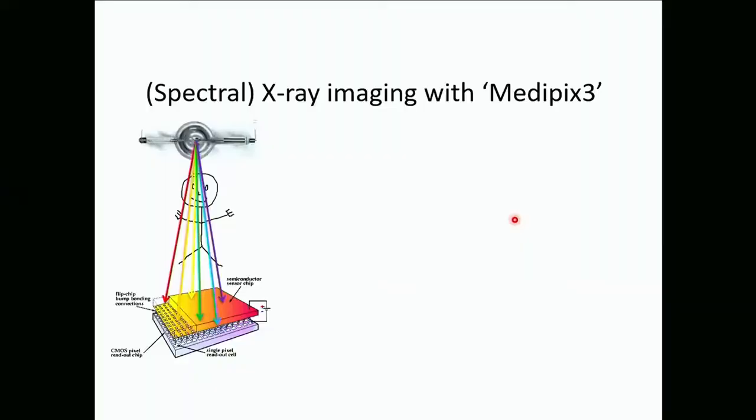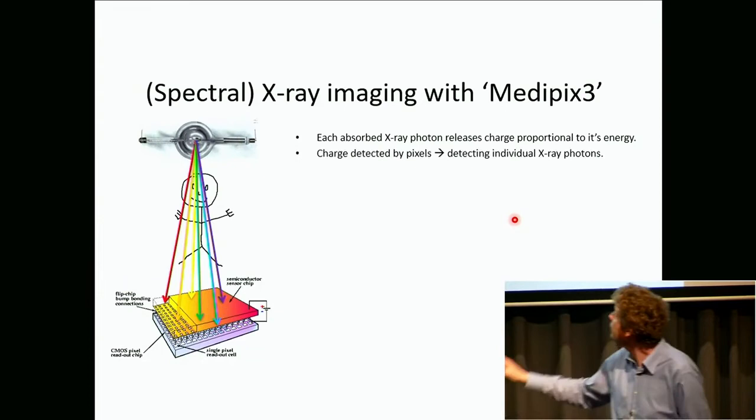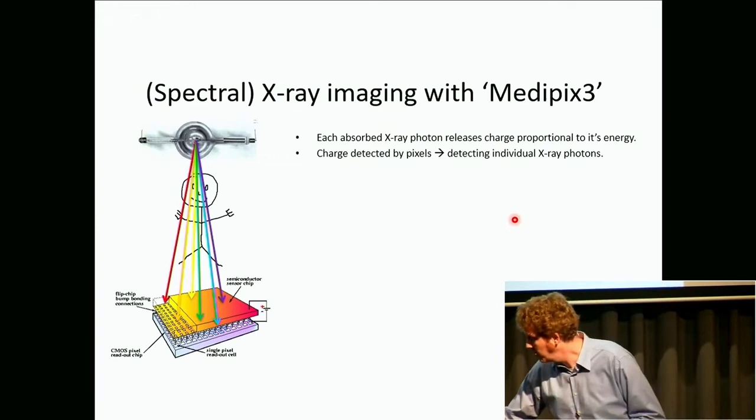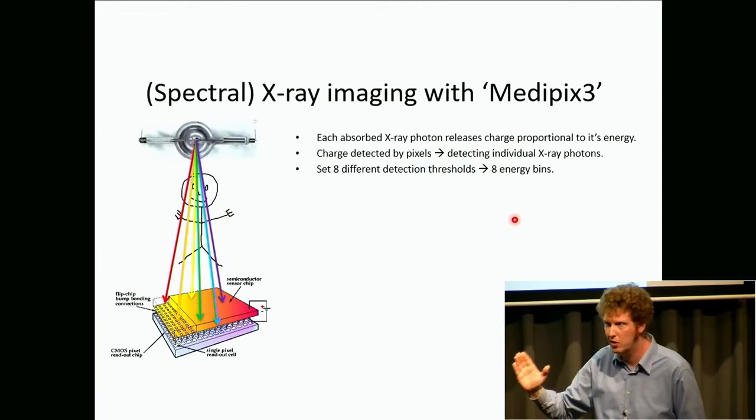So if you now replace this detector with a pixel chip that detects charge, very similar to the pixel chip in your phone, like the image sensor, which detects charge released by visible light. On top of that, you apply an X-ray sensor, and inside this X-ray sensor, you get an amount of charge proportional to the energy of an X-ray that's being absorbed in there. Then you will be detecting individual photons, so that's already one thing. And the Medipix 3 based detector that's in the FleXRay setup is able to set 8 different threshold levels. So you can make 8 energy bins, so you see 8 different levels in the energy spectrum that you're scanning.